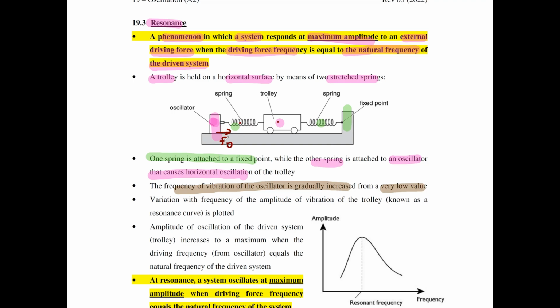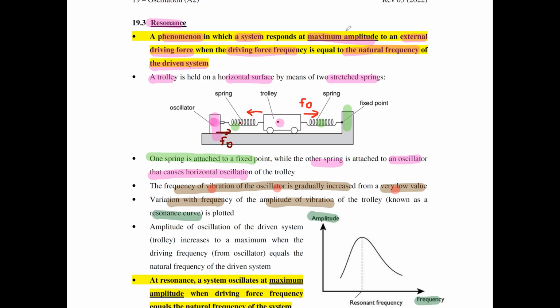So your oscillator applies a driving frequency on your trolley, causing your trolley to oscillate at the same frequency as your driving frequency. So you go and increase the frequency of your oscillator and hence the trolley from a very low value to a very high value. And then after that, you measure the variation of the amplitude of vibration of the trolley with its frequency and plot a graph. The graph that you see below here is the graph that you're supposed to get. This graph is called your resonance curve.